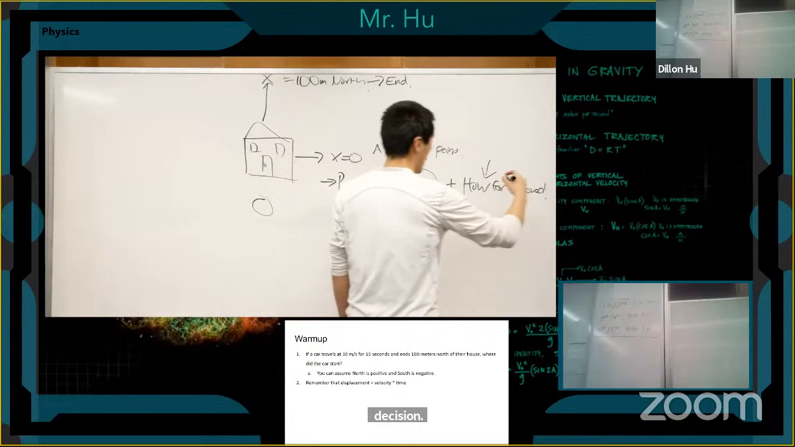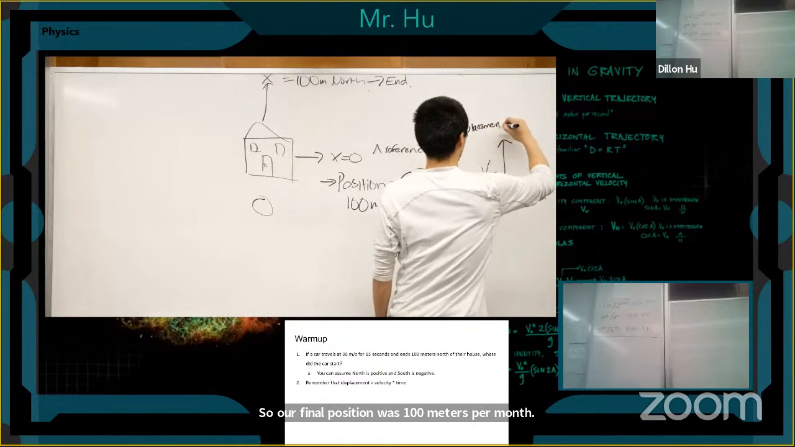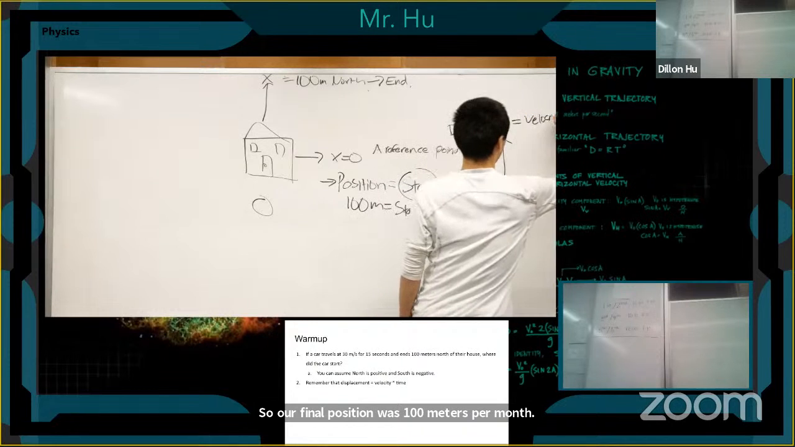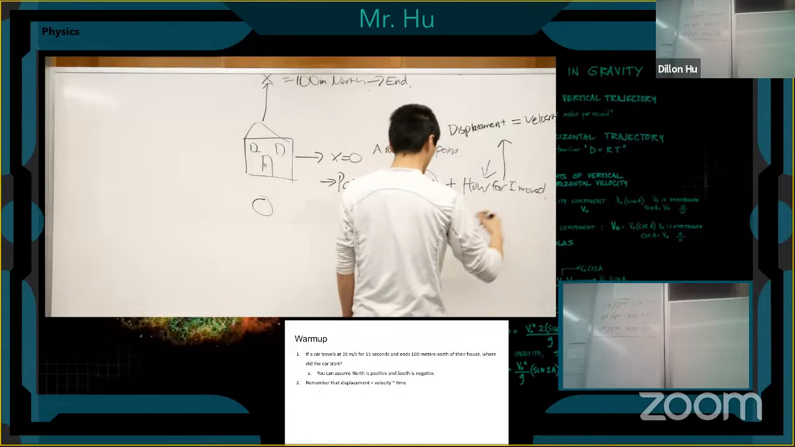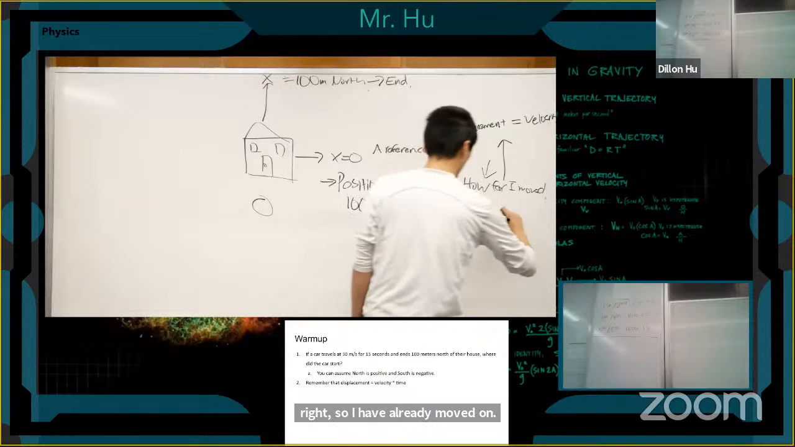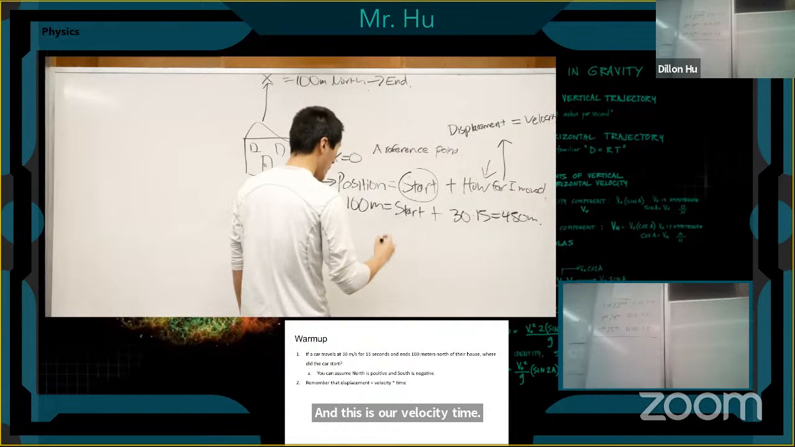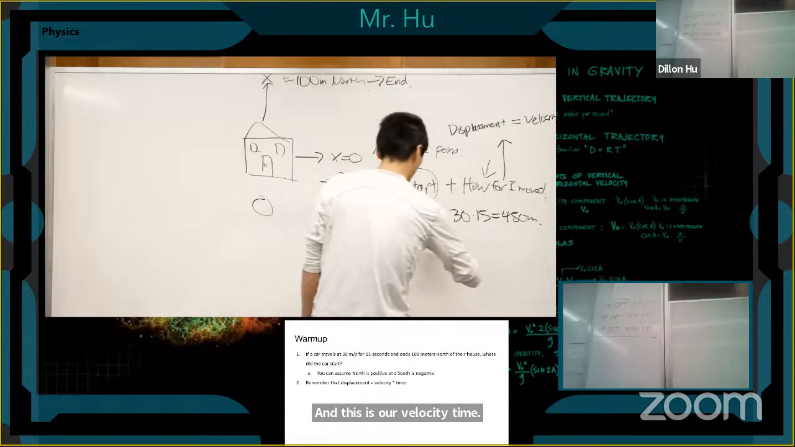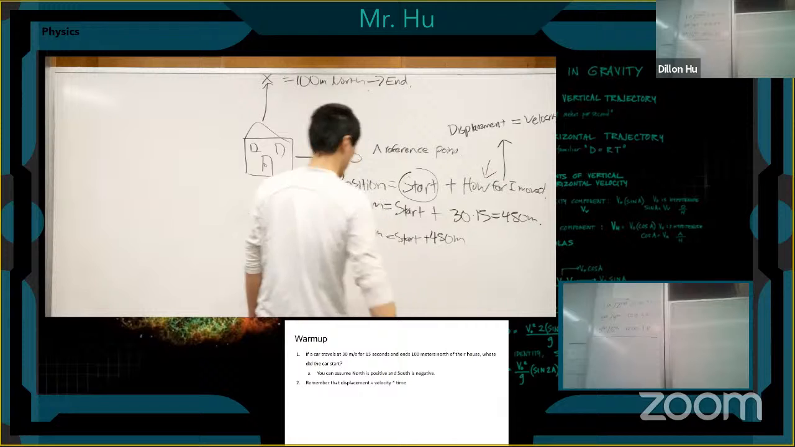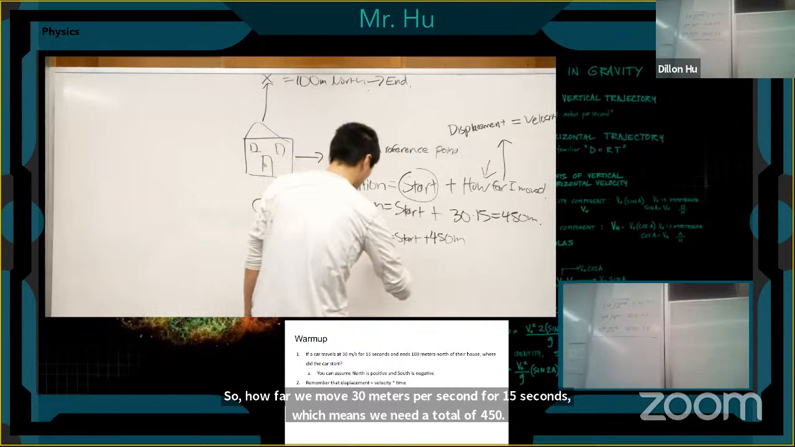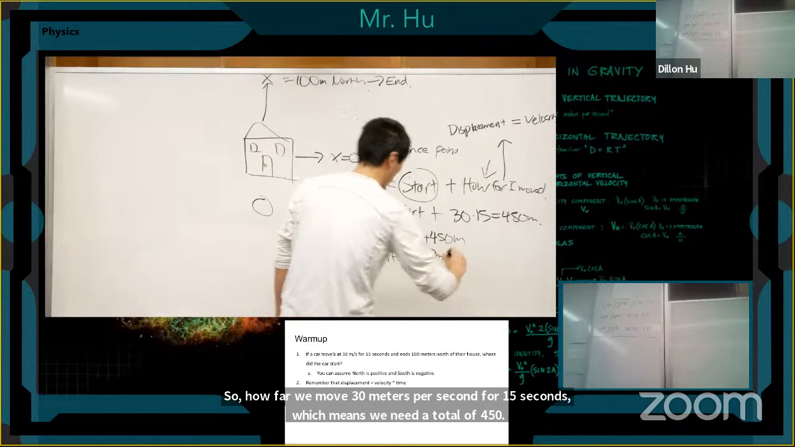How far we moved, we can also think of as displacement, and this is our velocity times time. So how far did I move? Well, we moved 30 meters per second for 15 seconds, which means we moved a total of 450 meters. So wherever we started, we went 450 meters north and ended at a final position of 100 meters north. That means we had to have started at negative 350 meters, or 350 meters south.